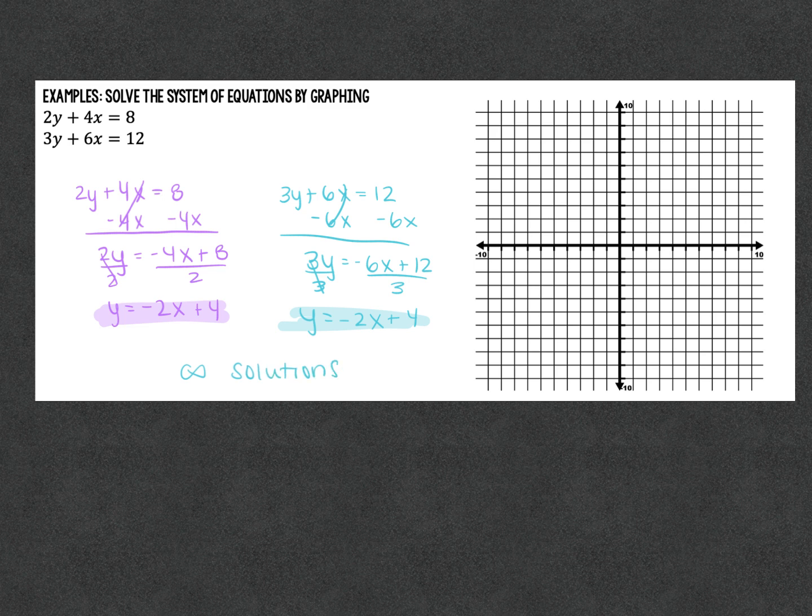Because when we graph it, we graph the same exact line. Let's go ahead and do that real quick. 1, 2, 3, 4. And then it's going to go down 2 over 1. And then we can graph our line. So we've got the same 2 lines.